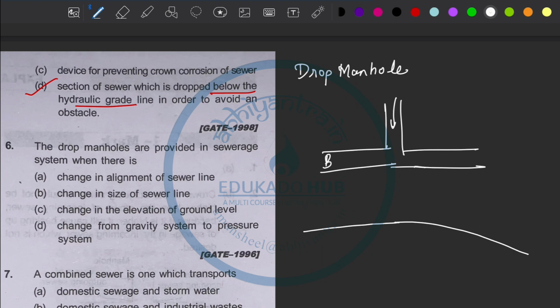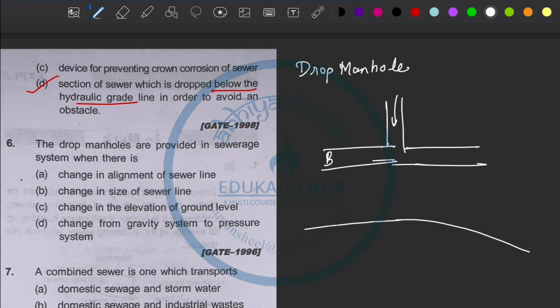One more thing it does is reduce turbulence. There is a branch sewer and a main sewer, and before connection there will be some turbulence. The turbulence is reduced in the drop manhole when the elevation difference between the incoming and outgoing sewer is greater than 0.5. So whenever there is a change in alignment or elevation, we put a drop manhole. So option C is correct.